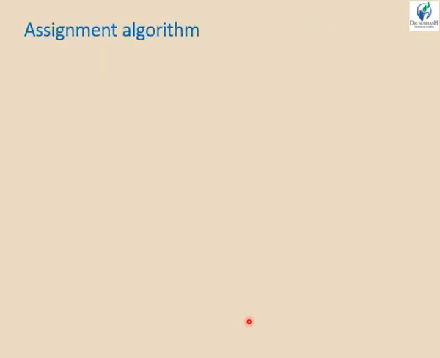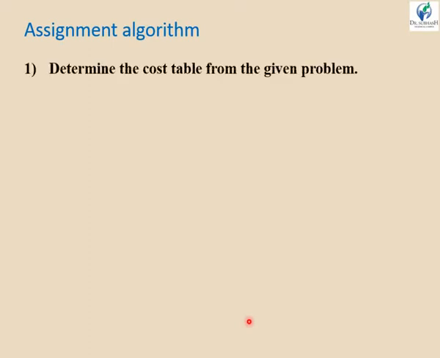Next, the assignment algorithm. This Hungarian method algorithm will be used to solve the given assignment problem. So let us see the steps of the Hungarian method algorithm. Determine the cost table from the given problem. So the problem and the data will be given to you, and you need to develop the cost table from the given problem.